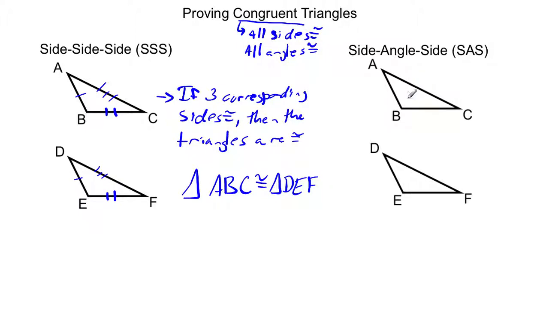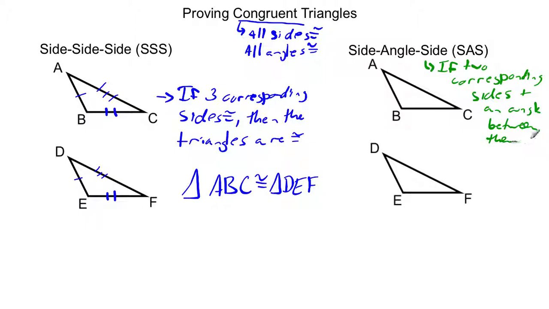Now for side, angle, side, this is going to be if two corresponding sides and an angle between them are congruent, all three of them are congruent, then the triangles are congruent.